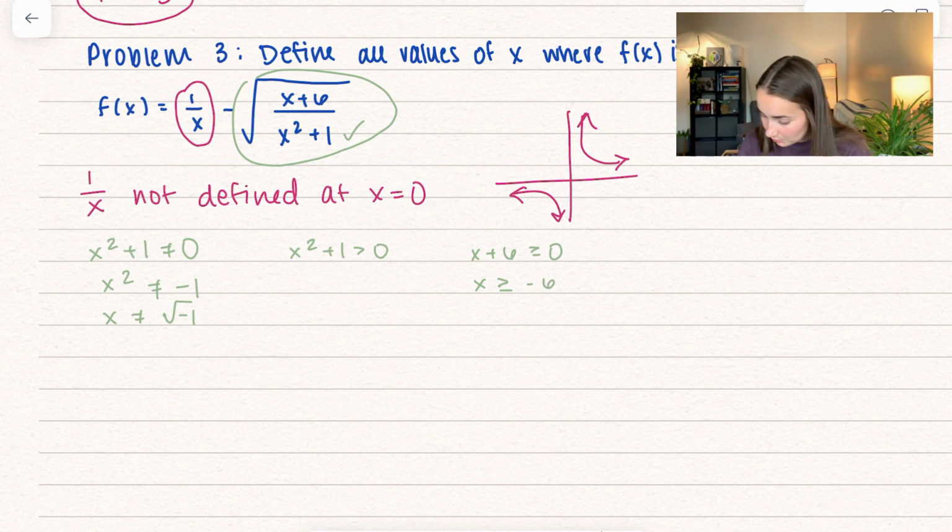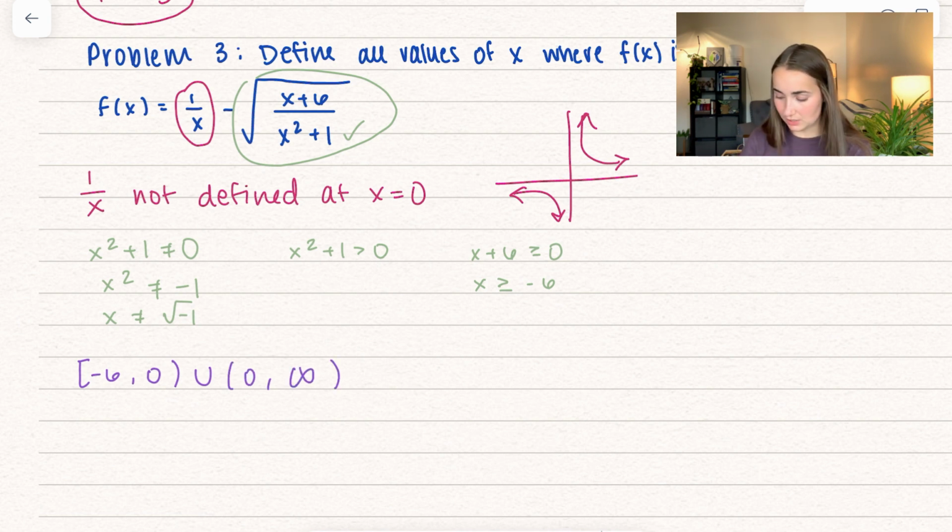So the values for which my function is always going to be continuous is going to be starting at negative 6, going up to 0. But remember, we can't include 0. So I'm going to use a soft parenthesis and I'm going to union it with 0 to infinity.